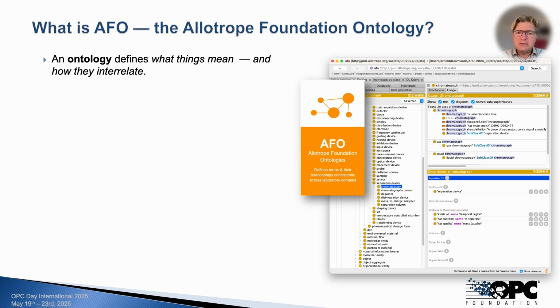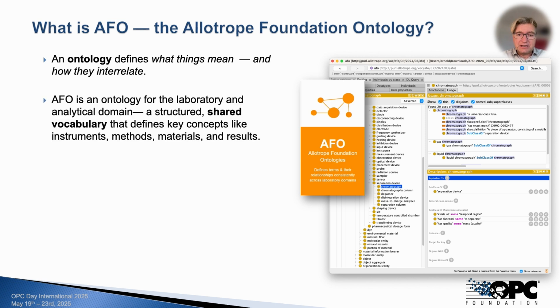Let's now take a closer look at the Allotrope Foundation Ontology, or AFO. Put simply, an ontology defines what things mean and how they relate to each other. In the lab context, this means giving shared meaning to concepts like instruments, samples, methods, and results. AFO is a domain-specific ontology built for the laboratory analytical world. It provides a structured, shared vocabulary that enables consistent and machine-readable representation of data.